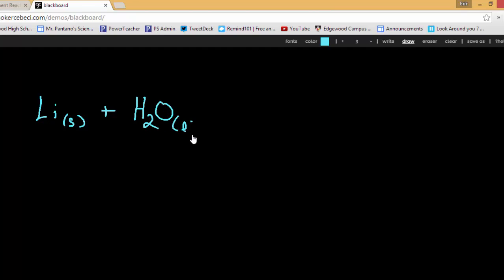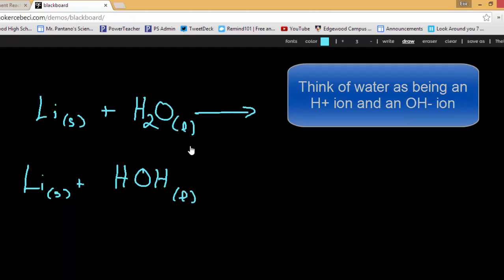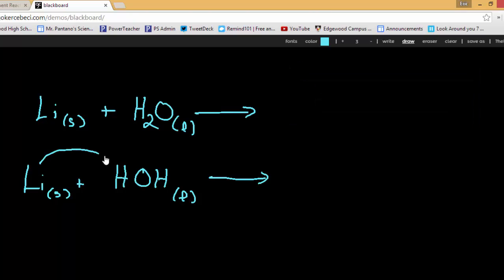And it's a liquid. But I find that for single displacement reactions and double displacement reactions, sometimes it's more useful to think of water, instead of as H2O, as HOH, liquid. It's essentially the same thing, 2 hydrogens and an oxygen. Where this becomes useful is that it shows me that water is sort of like a hydrogen ion and a hydroxide ion, and I can treat it that way. The lithium is going to replace just this hydrogen.